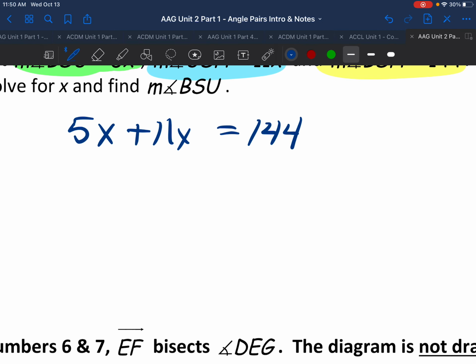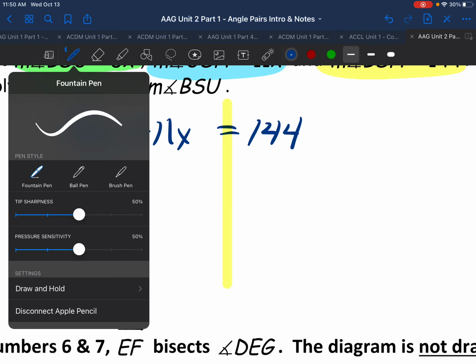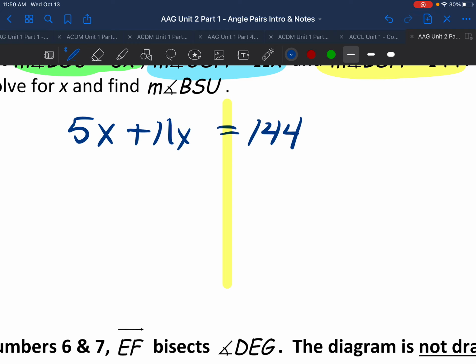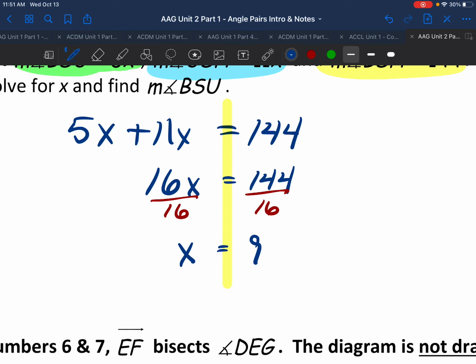Now let's zoom in here. We're going to keep our equal sign in place. We're going to keep everything nice and neat and organized. But this one's pretty short. So 5x's plus 11x's, well, that's 16x's, and equals 144. When we divide both sides by 16, we are going to get a nice whole number, which is convenient. We're going to get x equals 9.